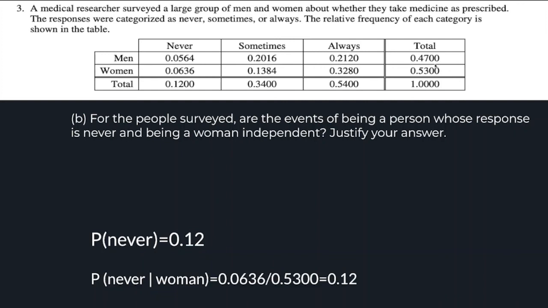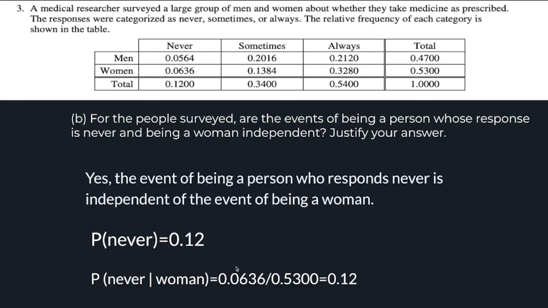So although the probability is the same, there's a different way of getting our answer, and they're independent of each other, because this never here was also factored in for men and women, and we'd be adding these two, 0.0564 and 0.0636, instead of doing the division we did in the last problem. Therefore, yes, I would say that the event of being a person who responds never is independent of the event of being a woman.